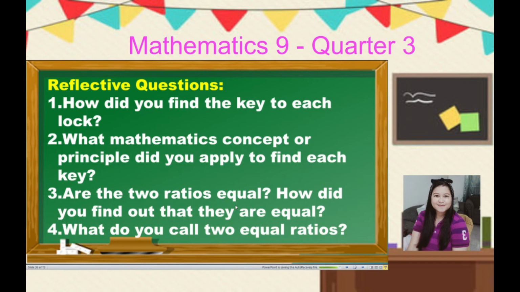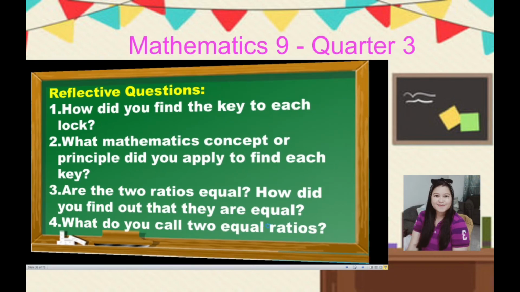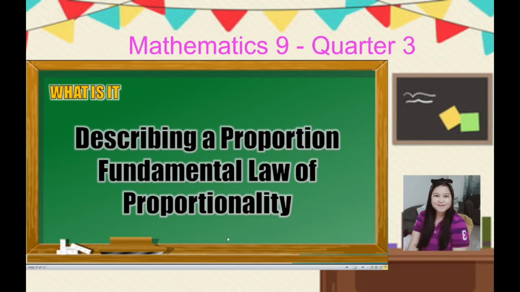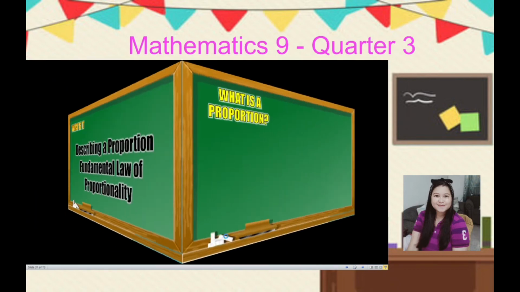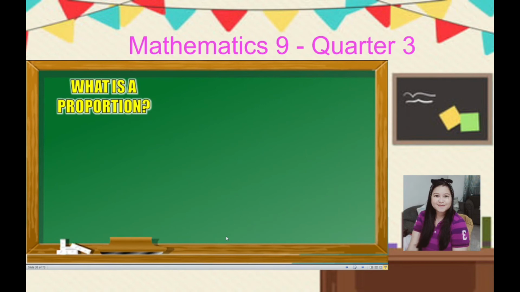So kung matatandaan pa yung video natin kanina, sabi doon, a proportion are two equal ratios. So therefore, our answer for number 4, the two equal ratios are called proportion. So let us study describing a proportion and the first fundamental law of proportionality. But before that, let us define what is a proportion.